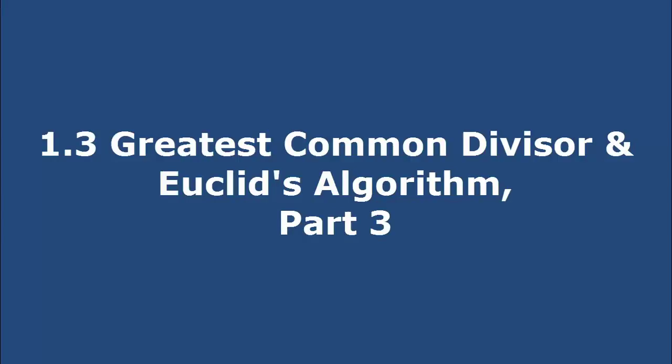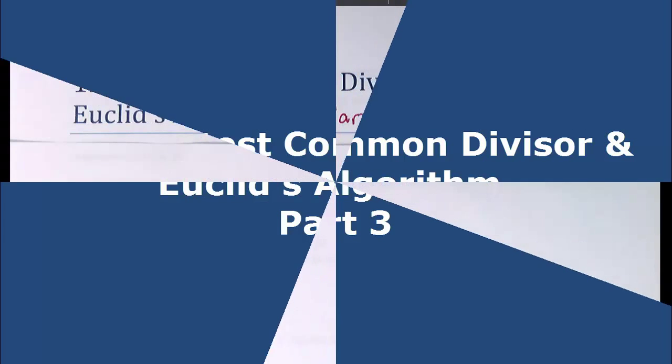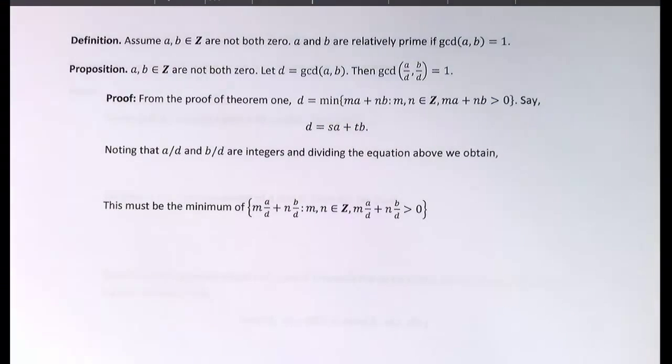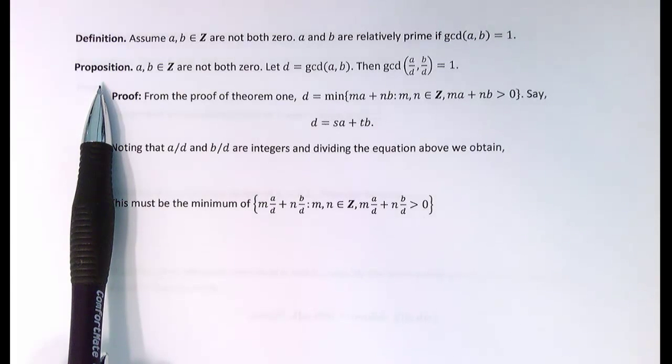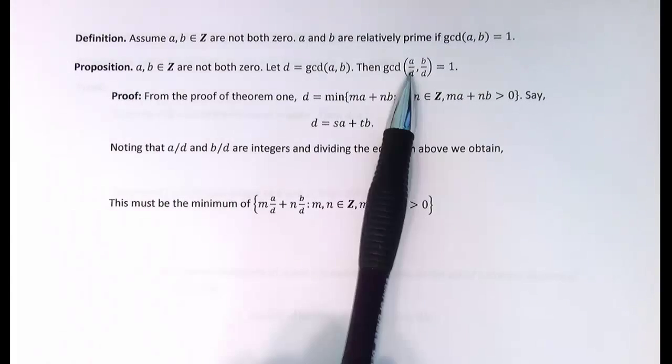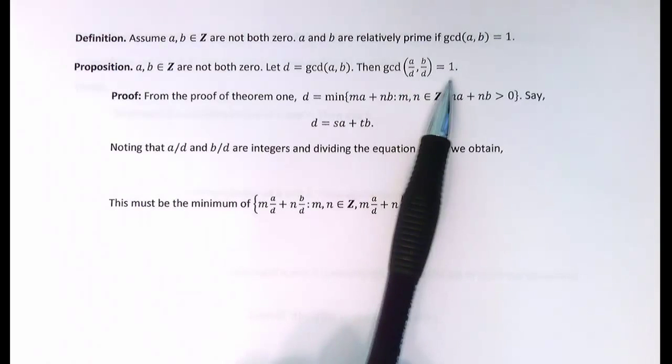This is the third part of the lecture on section 1.3, the greatest common divisor and Euclid's algorithm. We want to begin by formalizing a definition we're probably all familiar with. We say that two integers a and b are relatively prime if the greatest common divisor of a and b is 1. Now suppose that a and b are not both 0, and let d be the greatest common divisor of a and b. Then the GCD of a over d and b over d is equal to 1.